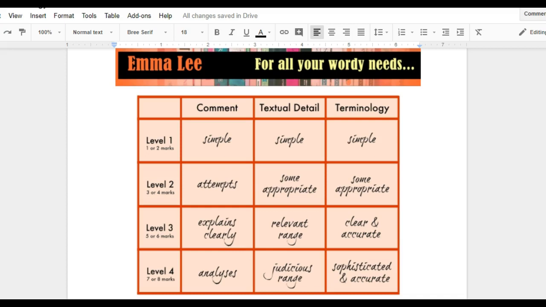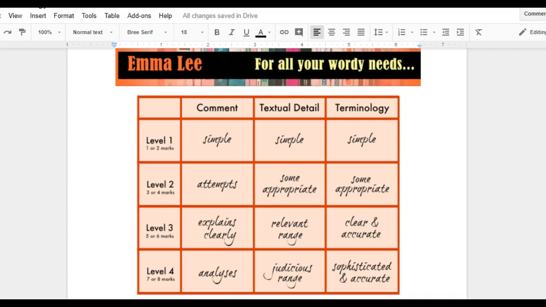Because subject terminology is not the thing that helps a marker fix a mark. It's not what's helping me decide whether you're a 1 or you're an 8. What's helping me decide whether you're a 1 or an 8 is your quality of comment, which is why I put that in the first column. And that carries the majority of the weight for the decision I'm making.